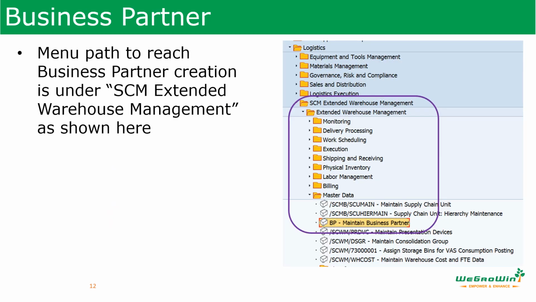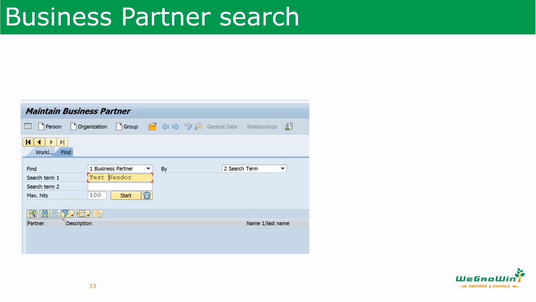Transaction BP is not located in the Materials Management section in the menu of S/4HANA. Instead, it is under SCM Extended Warehouse Management, and the menu path is shown here. Please note that we may still find the old transaction codes to create the vendor master like XK01, MK01 in the Material Master Management section, but by clicking them, the system will bring us to the transaction BP only. With the transaction BP, we reach the home screen as shown here.